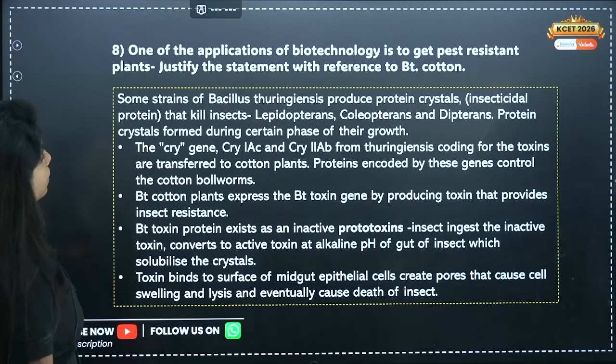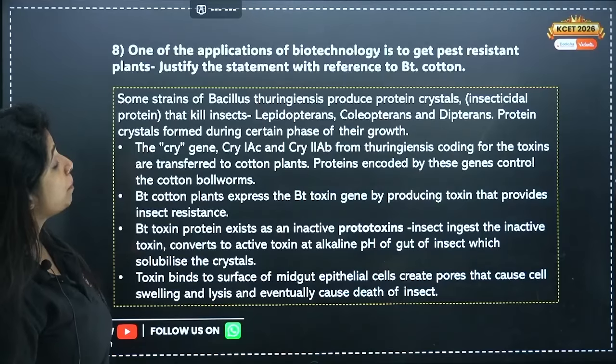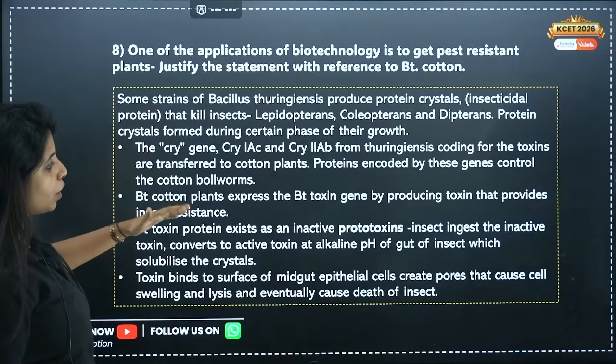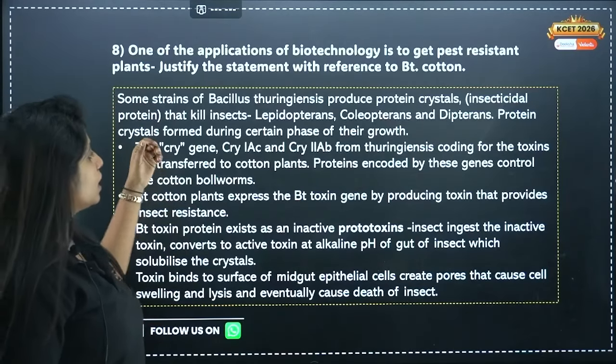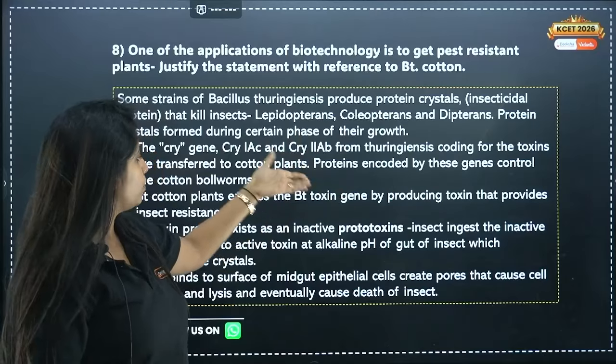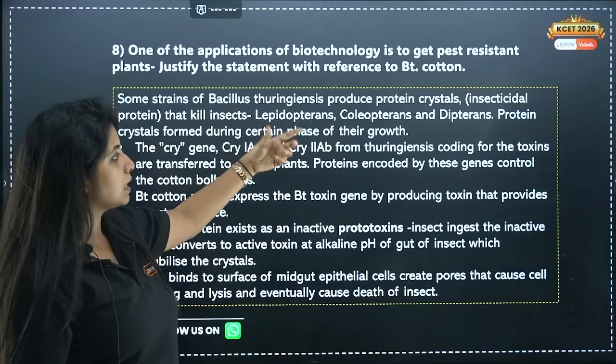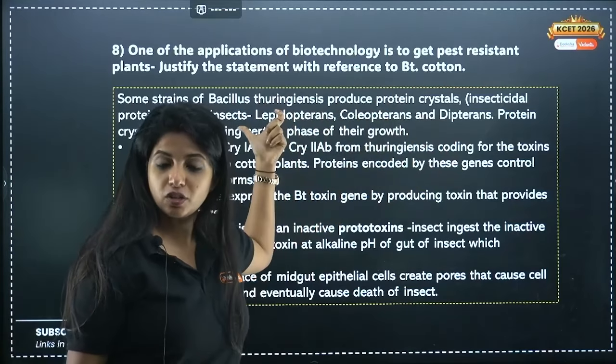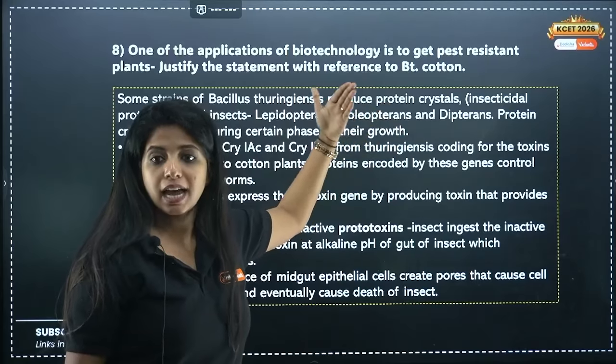Now, one of the applications of biotechnology is to get pest-resistant plants. Justify the statement with reference to Bt cotton. So, in Bt cotton, as we have discussed initially, cry genes are there, cry 1AB, cry 2AB. Basically, it is there to kill insects belonging to lepidopterans, coleopterans, dipterans. Please remember lepidopterans, coleopterans, and dipterans.